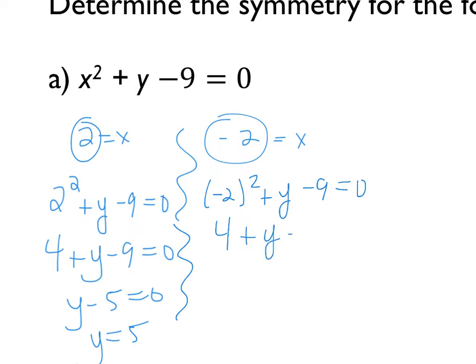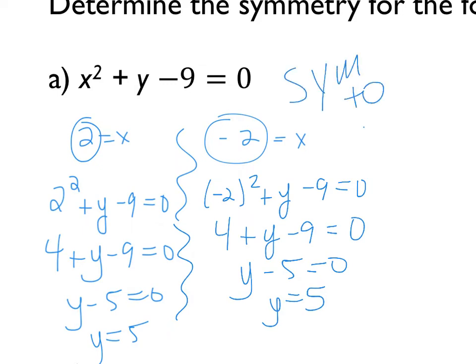But what is negative 2 squared? 4, plus y minus 9 equals 0. So simplify: y minus 5 equals 0. So y equals what? 5. Did I get the same answer when I plugged in a number and its exact opposite? That means it's symmetric to x. I plugged in the same number and its opposite for x, and I got the same thing. That means when I graph it, if I get the same thing on the positive side and the negative side of the graph, what can I do? I can fold it. It's going to be symmetric.